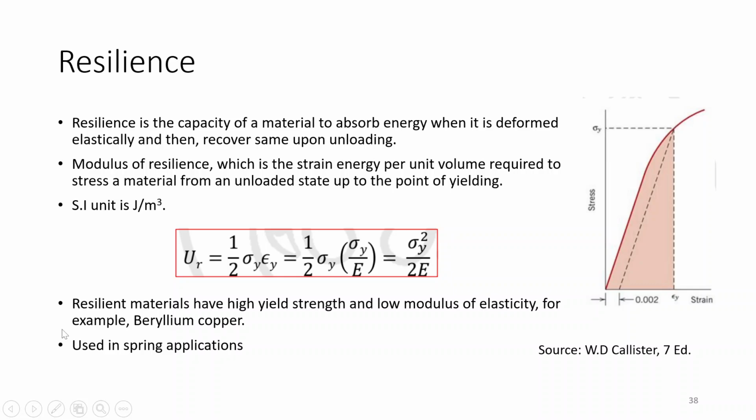For resilient materials, they have high yield strength and low modulus of elasticity. For example, beryllium copper is used for spring applications, because in case of a spring, as soon as you release the load, it should come back to its original shape. It should not lose its original shape. So for spring materials, resilience is a very important property.